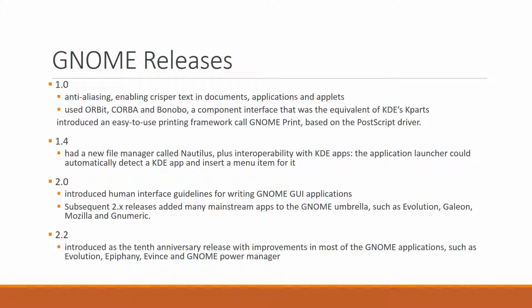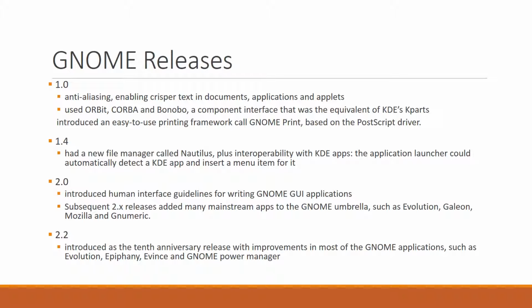Release 1.4 had a new file manager called Nautilus, plus interoperability with KDE apps. The application launcher could automatically detect a KDE app and insert a menu item for it. Release 2.0 introduced human interface guidelines for writing GNOME GUI applications.